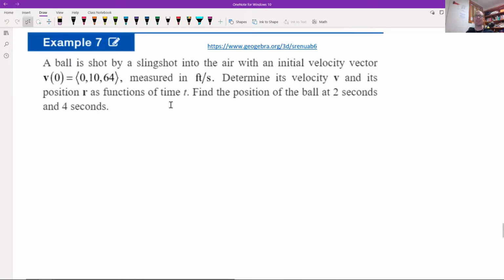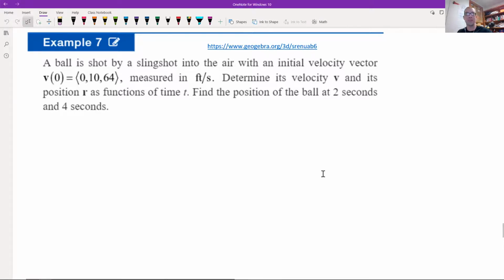Here we have a ball shot by a slingshot into the air with an initial velocity vector of 0, 10, and 64. So that means it is going nowhere in terms of the x direction. It is going 10 units in the positive y direction and 64 units in the positive z direction. So it's kind of angled, but it's going up. This is measured in feet per second. What we want to do is determine the velocity and position functions in terms of t. And then we'll find the position of the ball at 2 seconds and 4 seconds.